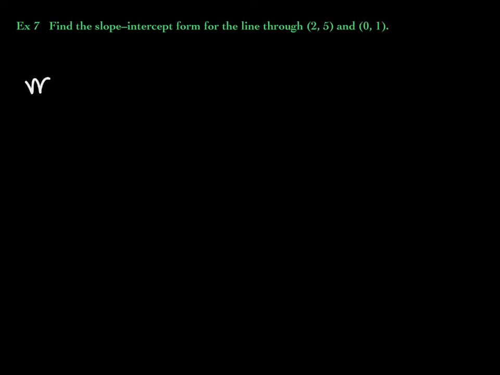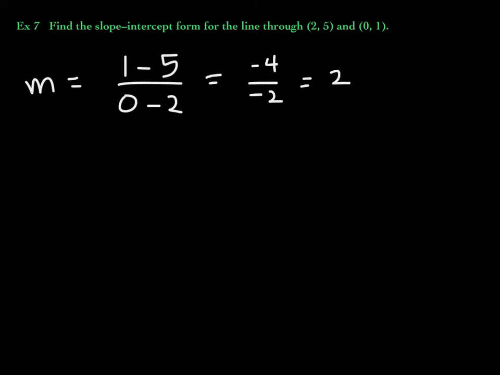The slope for this line would be equal to 1 minus 5 over 0 minus 2. What I just did there is this y value minus that y value over this x value minus that x value. So this would give you negative 4 over negative 2, which is positive 2. Now that I know the slope, what I can do is go to point-slope form. There it is. And plug in what they gave me.